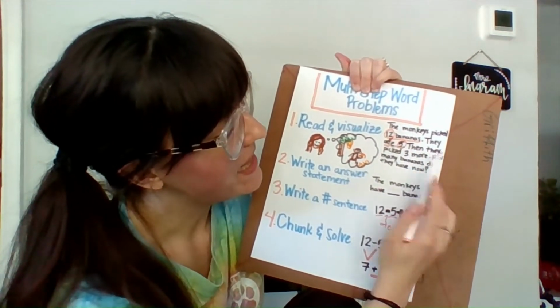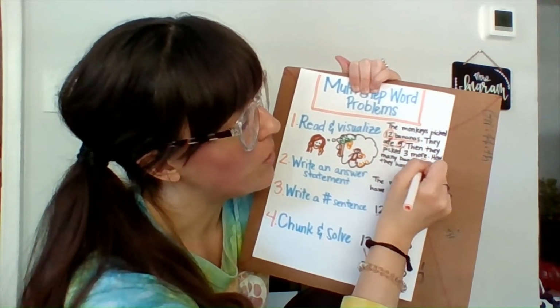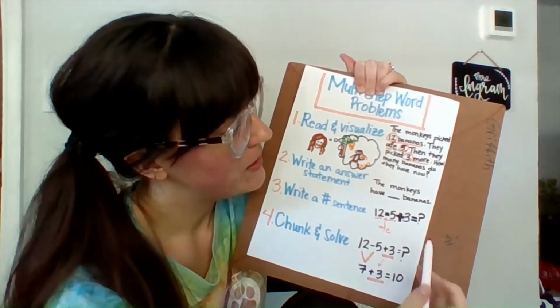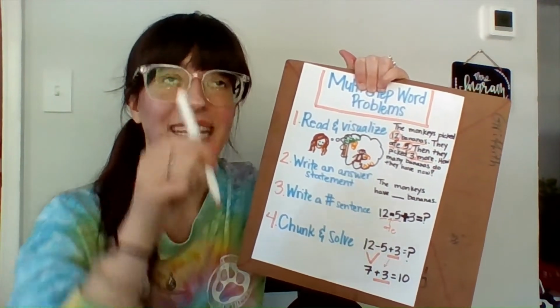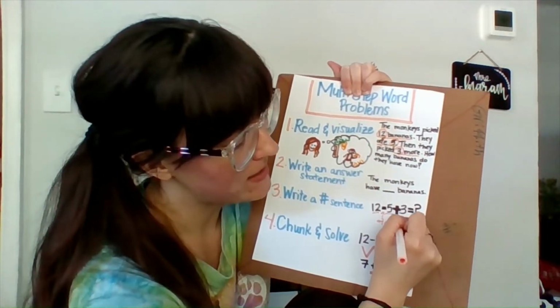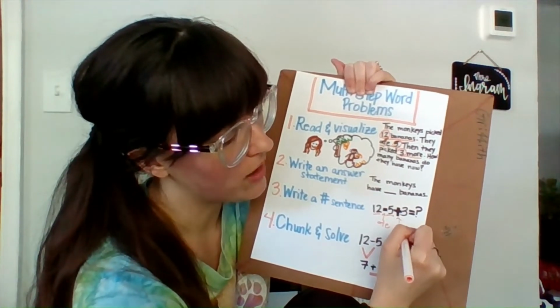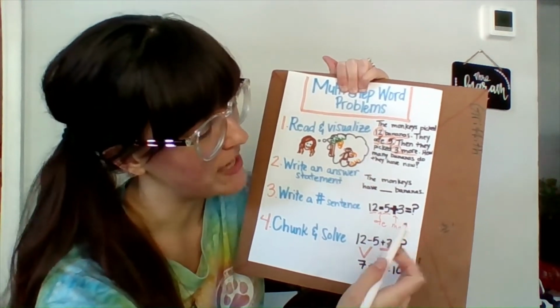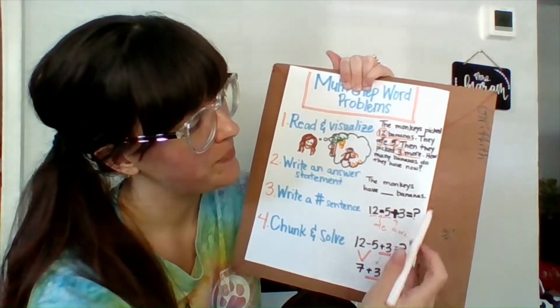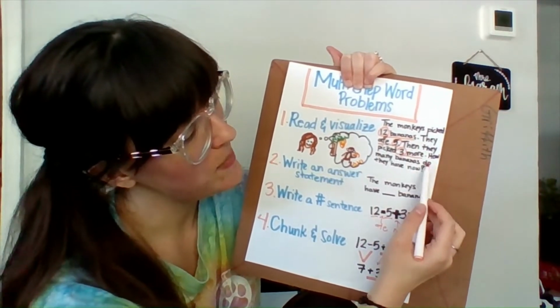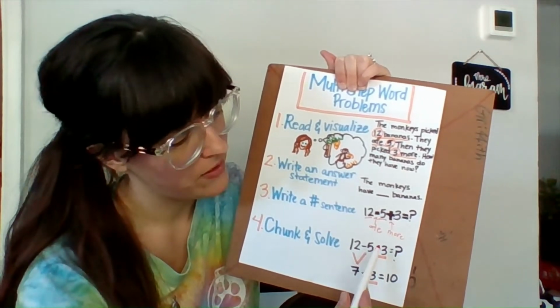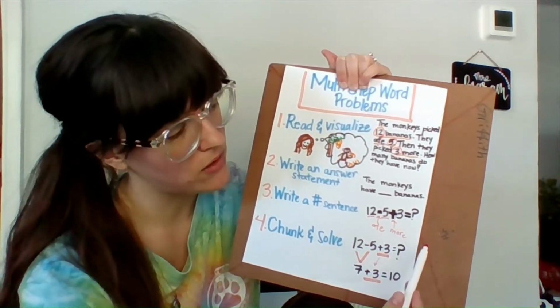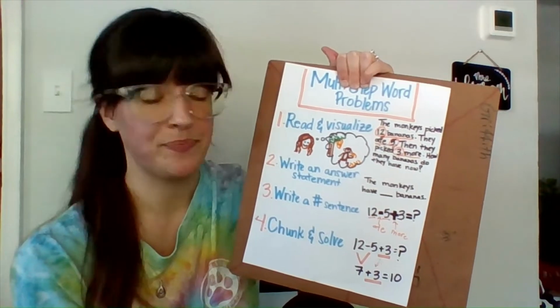Next, it says then they picked 3 more. So if it's 3 more, that means that they are getting more, which I know means addition. So that word more helped me out with my operation. And there's my plus 3. So this now takes me to my question, how many bananas do they have now? 12 minus 5 plus 3 equals how many bananas they have now.